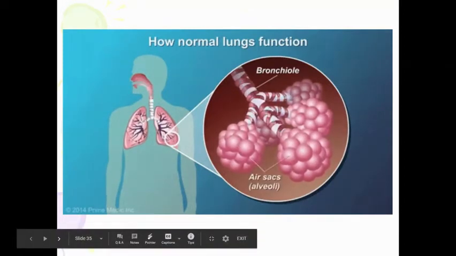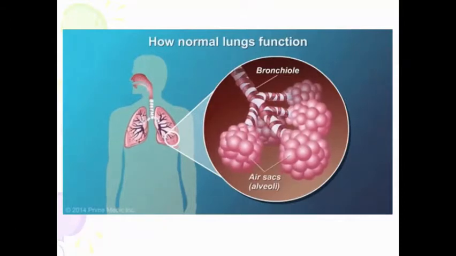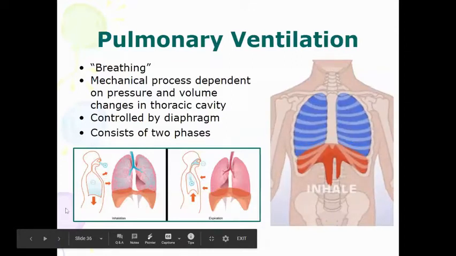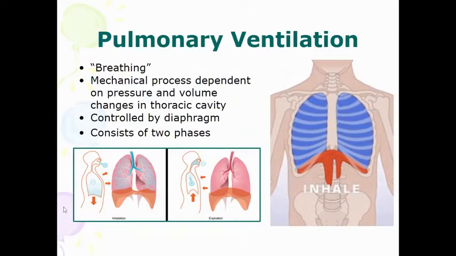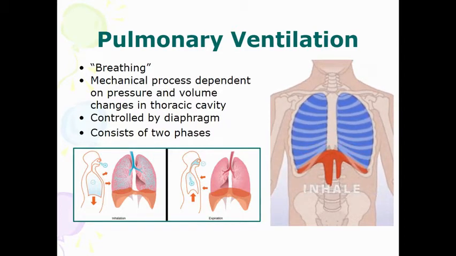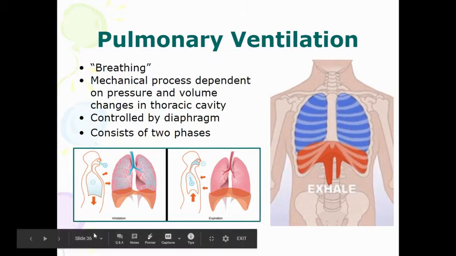In this animation, you can see air going into the lungs, which causes the alveoli to inflate, and then they'll deflate as air is pushed out of the lungs. As we mentioned before, pulmonary ventilation is breathing. It is a mechanical process that's dependent on pressure and volume. It's controlled by the diaphragm, and there are two phases of pulmonary ventilation.